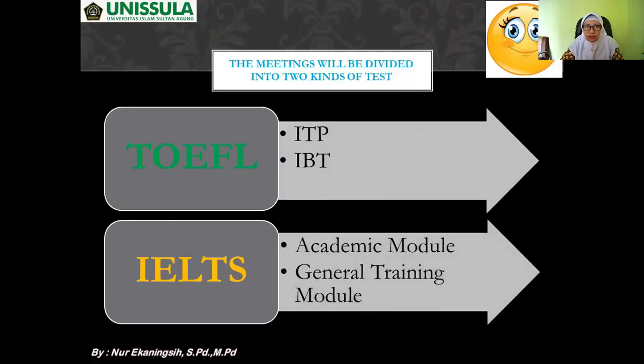In one semester, the meetings will be about 16 meetings, divided into 2 kinds of listening for proficiency tests. Both of them are TOEFL and IELTS. The TOEFL test that we are going to study is ITP, IBT, and also PBT, paper-based test. And the second proficiency test is IELTS, the academic module and the general training module. We are going to learn both of them in 16 meetings. Okay, next.